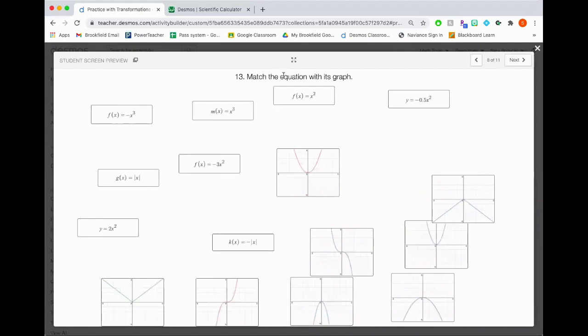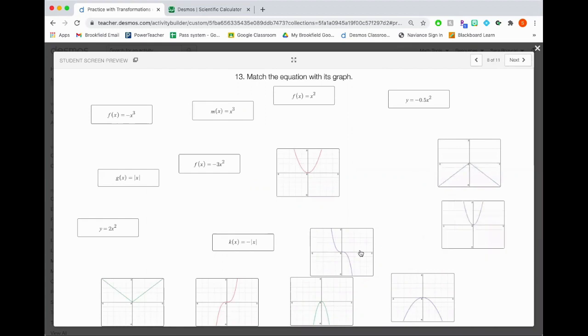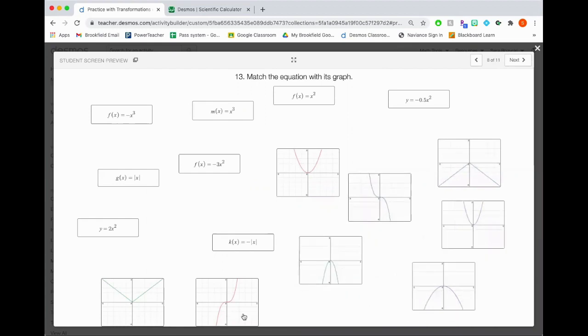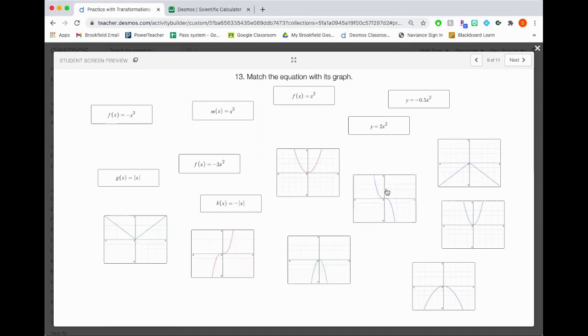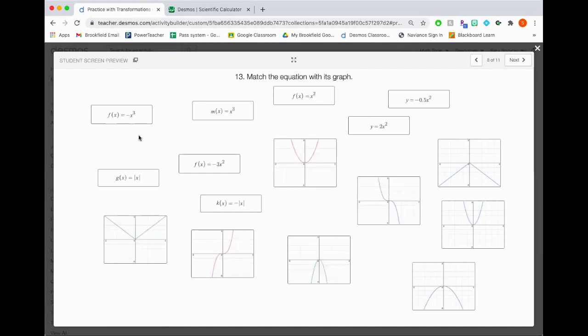So here it says match the equation with the graph. So there's a couple of different things going on here. And basically you can click on it to make it bigger. You have to be able to recognize what the parent function looks like versus the not parent function. So I'll start with a graph. Here's an absolute value graph, and it's right side up. It looks pretty normal, so I'm going to say that that is this, and I'm going to pair those together.